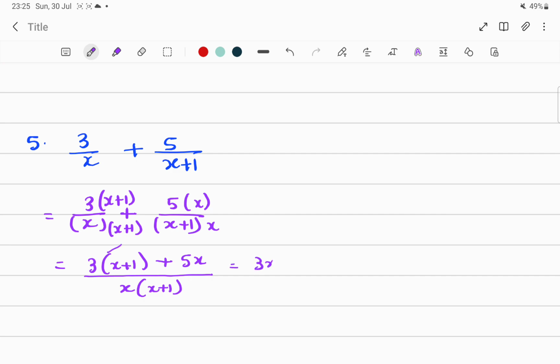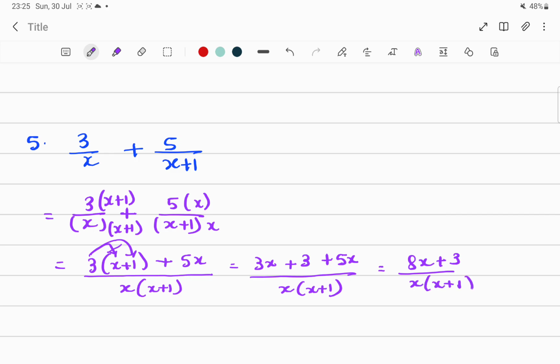3 times x is 3x, and then 3 times 1 is 3, plus 5x, divided by x times (x plus 1). This is equal to 5x plus 3x, which is 8x, plus 3, divided by x times (x plus 1). If you want you can multiply them also, so you can write your answer as 8x plus 3 divided by x squared plus x as well. If they haven't asked you to write it in a specific form, then you are allowed to write it in this form or this form as well.